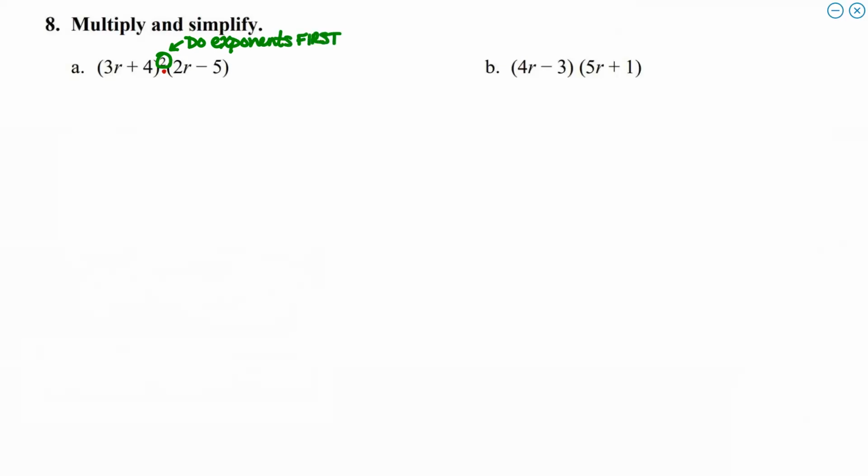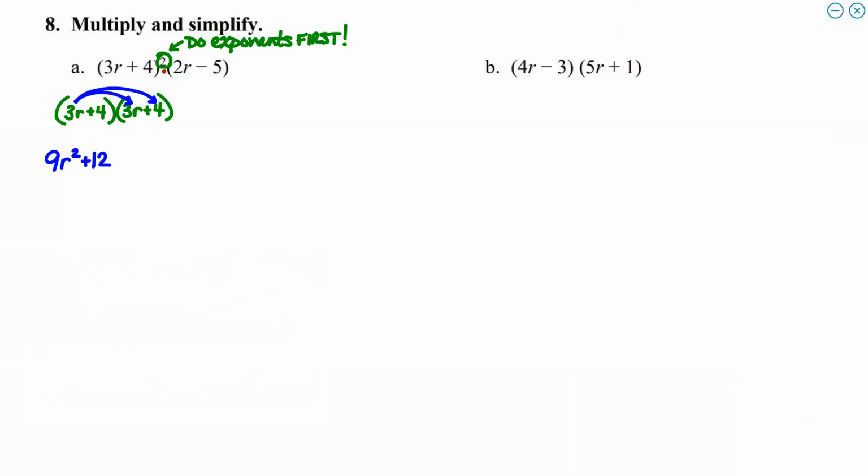What does it mean to square something? Multiply it by itself. So 3r plus 4 is going to get multiplied to another 3r plus 4. Talk to me about the distribution that we need to do here. 3r needs to get distributed to what? 3r and the 4. What is 3r times 3r? 9r squared.